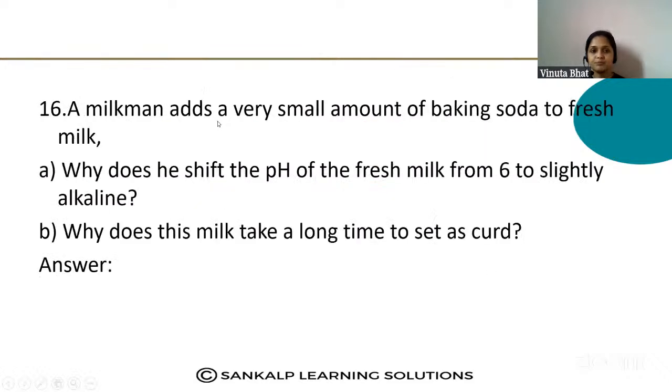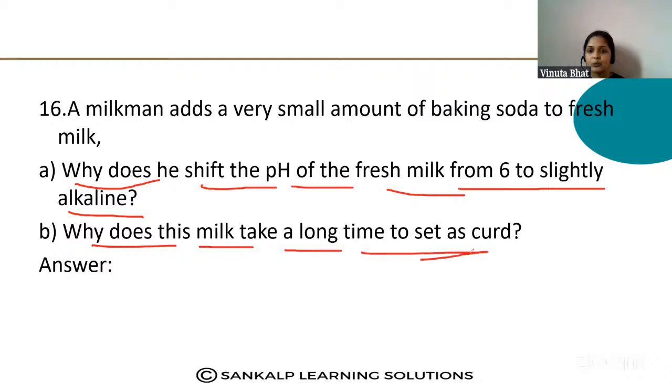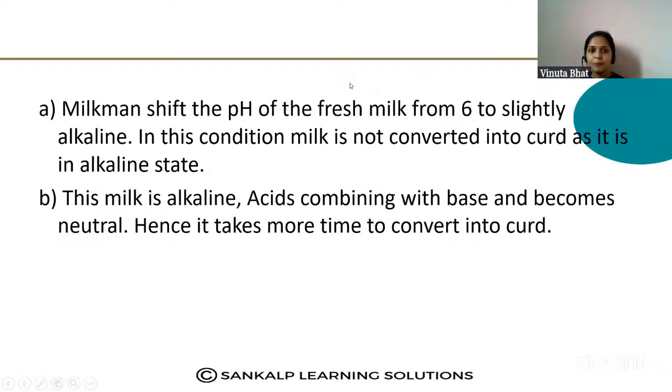Next question. A milkman adds a very small amount of baking soda to fresh milk. Why does he shift the pH of the fresh milk from 6 to slightly alkaline? Why does this milk take a long time to set as curd? Here, the milkman shifts the pH of the fresh milk from 6 to slightly alkaline because in this condition the milk is not able to convert into curd.